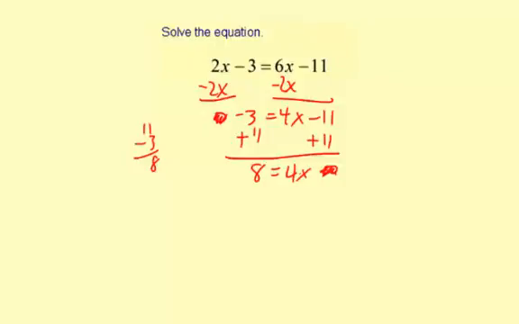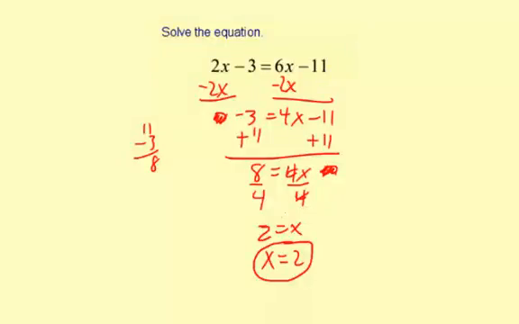Almost done. I need the x by itself. 4 times x. I need to divide both sides by 4 to get the x by itself. 8 divided by 4 is 2. 4 divided by 4, those reduce out, and you get x. So in proper form, you get x equals 2.